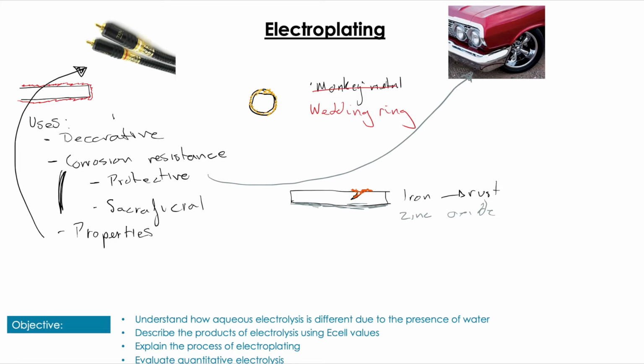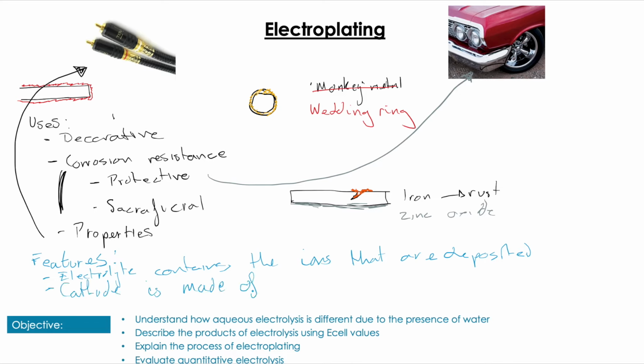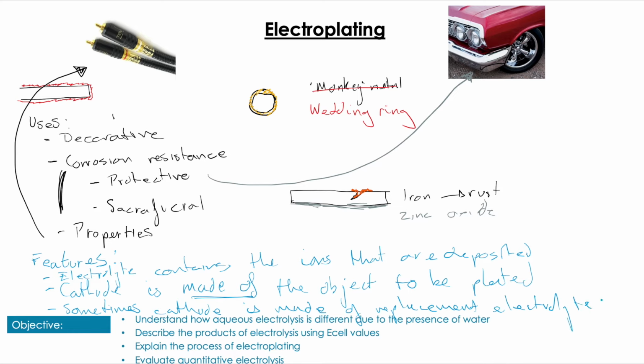So our electrolysis has to have a few features in order to be able to do this. One of those features is we need to have an electrolyte that contains the ion that we want to deposit onto the metal. The other is that the cathode is actually made of the object that we want to coat, which makes sense because that is where reduction happens. So we usually deposit our metal on the cathode. And lastly, sometimes the anode is also made of the material that we want to plate with, so that the ions in solution are replenished as the reaction occurs, although this may not always be the case.